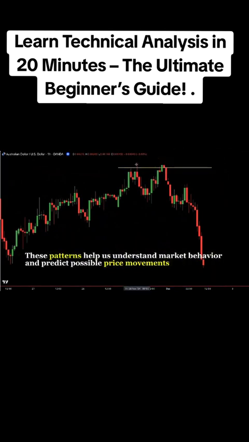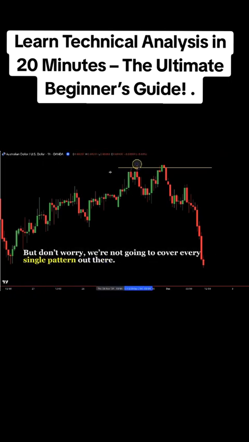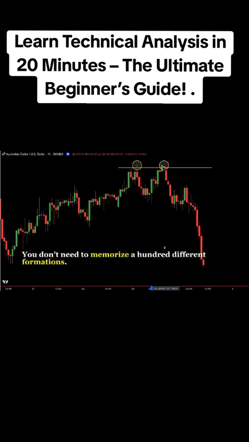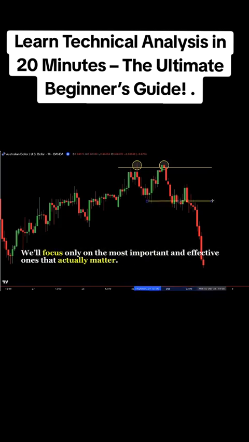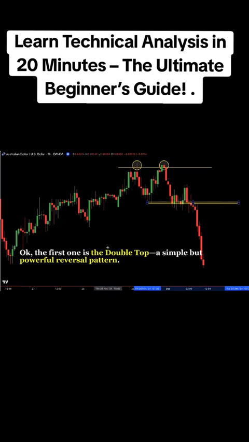These patterns help us understand market behavior and predict possible price movements. But don't worry, we're not going to cover every single pattern out there. You don't need to memorize 100 different formations. We'll focus only on the most important and effective ones that actually matter. Okay, the first one is the double top, a simple but powerful reversal pattern.